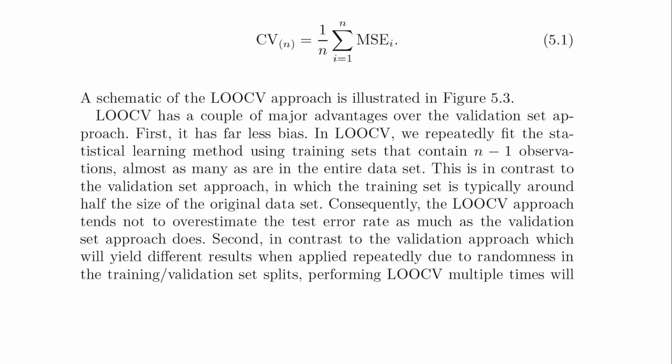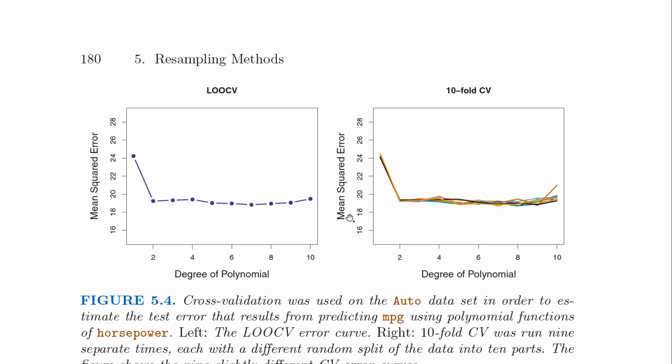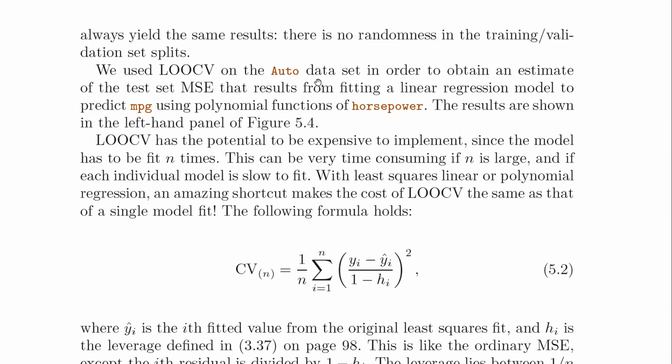Second, in contrast to the validation approach, which will yield different results when applied repeatedly due to randomness in the training/validation set splits, performing the leave one out multiple times will always yield the same results. There is no randomness. What do they mean by there's no randomness? You're not randomly saying, okay, let me select this 50% of the data, or let me select that 50% of the data. In leave one out, you always use the same steps. So your first mean square error is based on all of them excluding the first, etc.